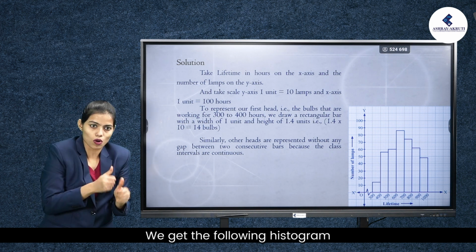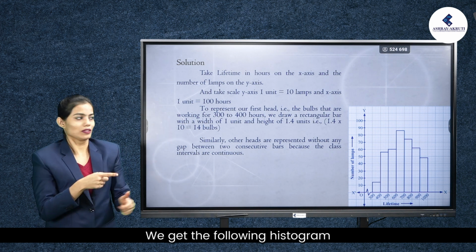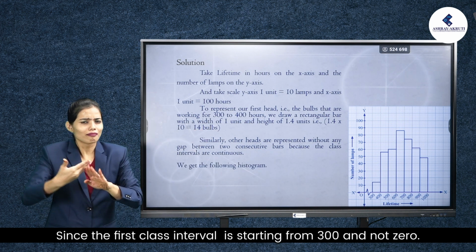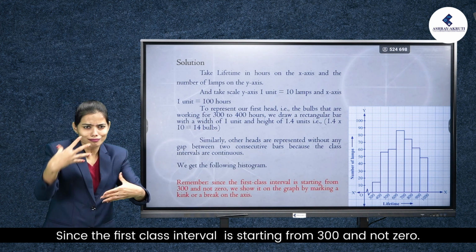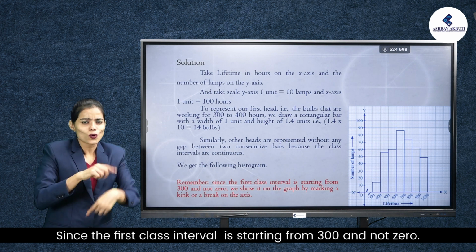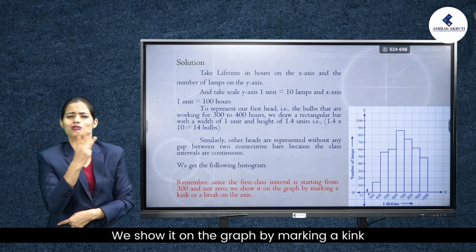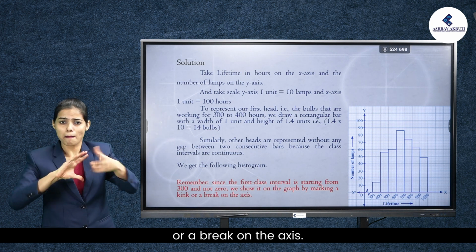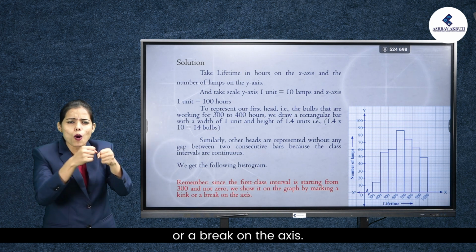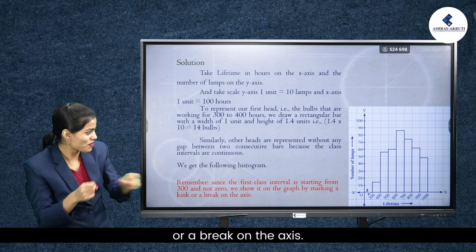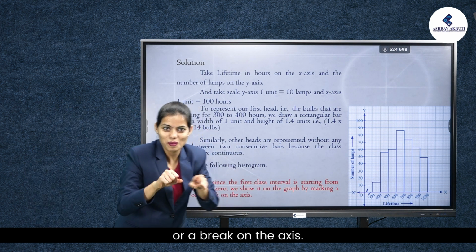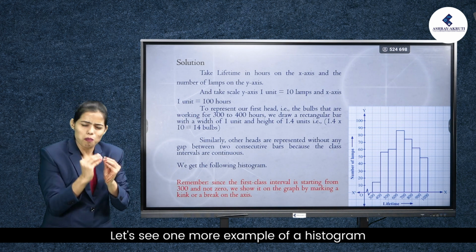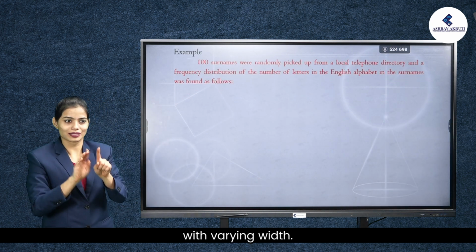We get the following histogram. Remember, since the first class interval is starting from 300 and not 0, we show it on the graph by marking a kink or a break on the axis. Let us see one more example of a histogram with varying width.